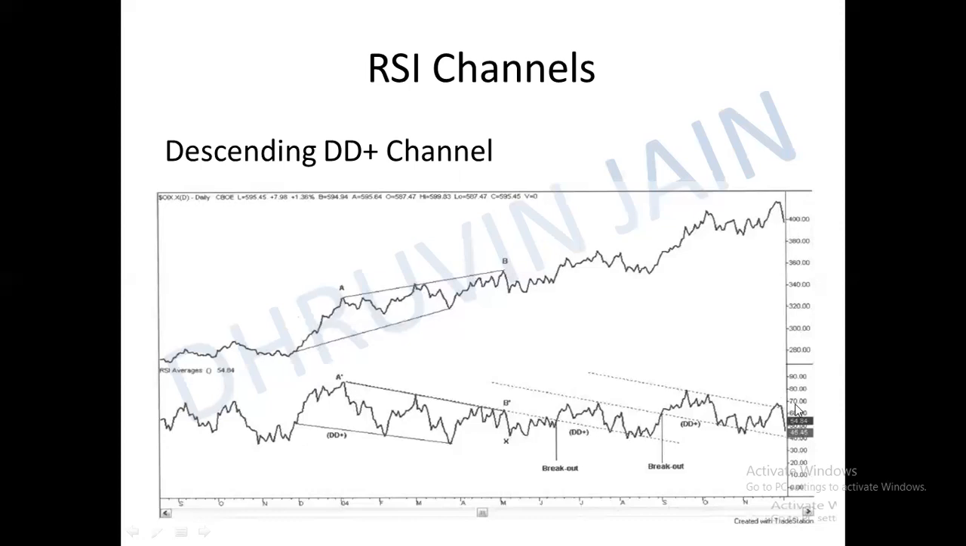So to continue the up-trending structure, as we are trend traders, we would expect the price to break from this particular region, from the upper trend line of the descending channel, and not from the lower trend line. Okay? A descending channel usually forms an up-trending structure, because descending channels are made up of DD plus and bearish divergences.